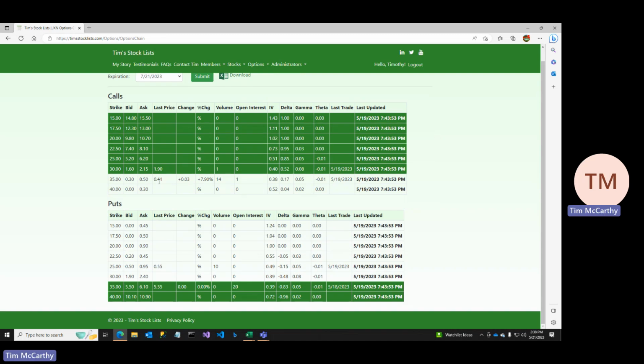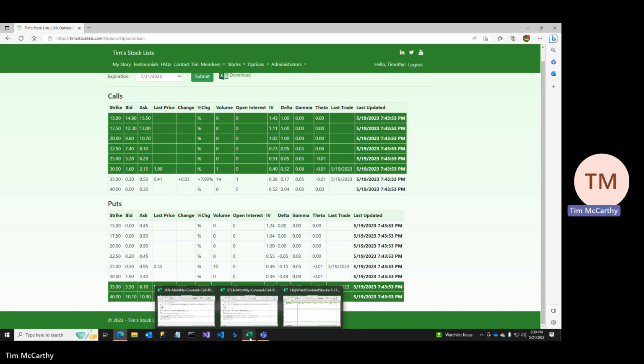So if I go to 35, I'm not really getting very much good premium there. I don't really like that too much. But if I go 30, I'm going to get pretty good premium. I think I can probably get about $1.90 there. The last trade was on the 19th, which is on Friday. So that's pretty decent premium right there, so I'm going to plug that into the spreadsheet.